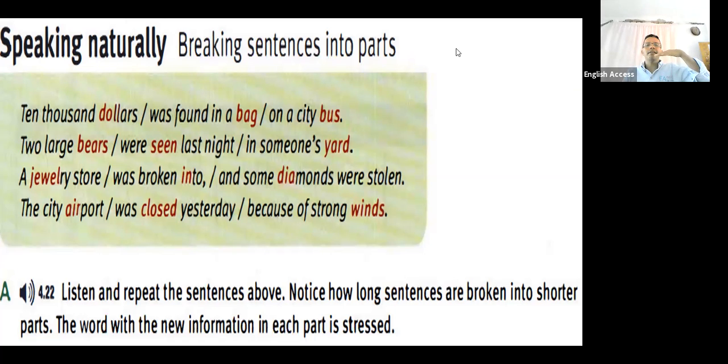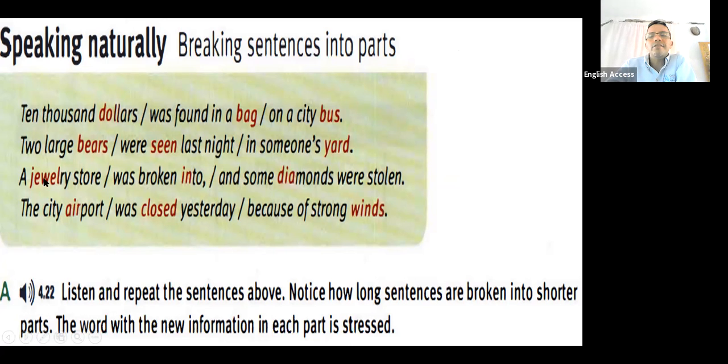Like, $10,000 was found in a bag on a city bus. It's like this, like this. But that one depends on the speaker, right? What you want to emphasize in a sentence, what you want the listener to pay attention to. They want you to hear dollars, right? Bag, bus.